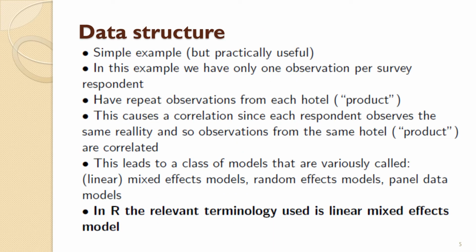So the data structure here is actually relatively simple, but I think practically useful and a nice teaching example. And again, this does come from a practical industrial problem. It's not just something that was an academic curiosity. So one thing behind this is that we do have only one observation per survey respondent. Okay, but you do have repeat observations from each hotel product in the original data file, and it can be a little bit confusing when you first look at it.